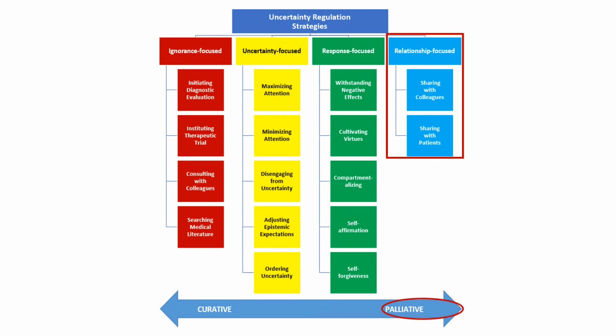Finally, relationship-focused strategies aim to share uncertainty between persons. These strategies include both sharing with colleagues and sharing with patients. The aim of these strategies is to share not only experiences and responses to uncertainty, but the responsibility for managing it. The goal of these strategies is also palliative. It aims to ameliorate the suffering that uncertainty causes.